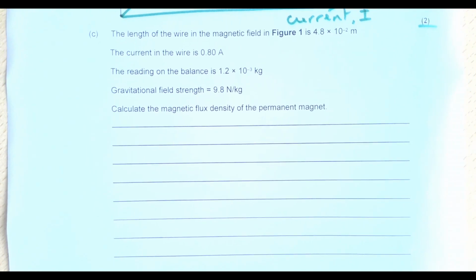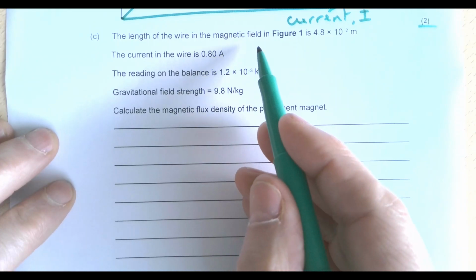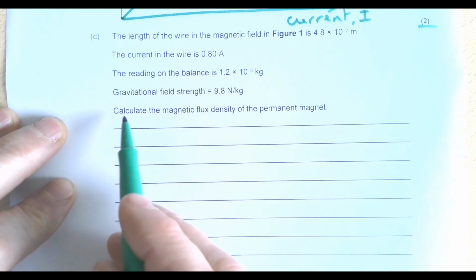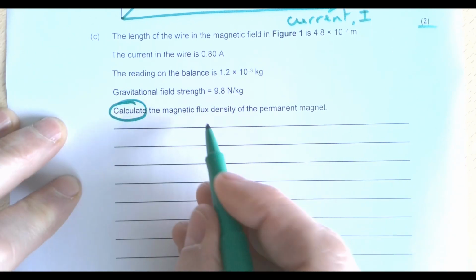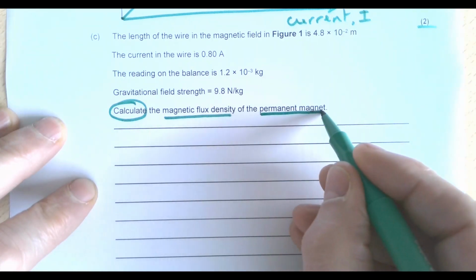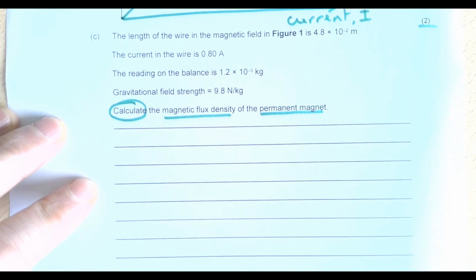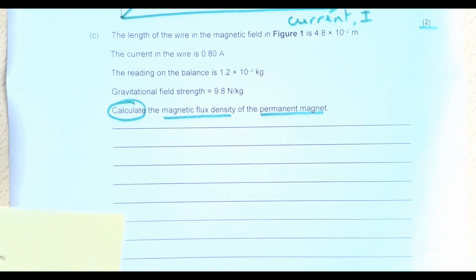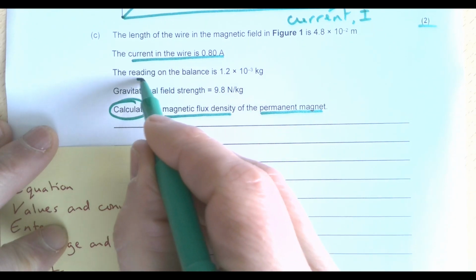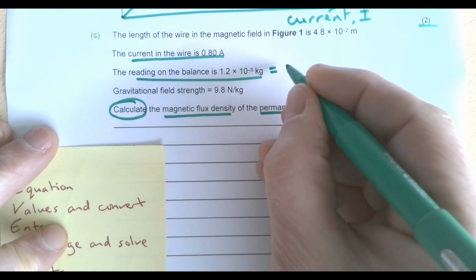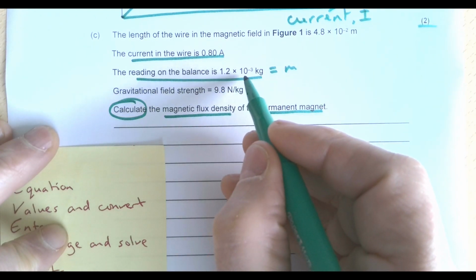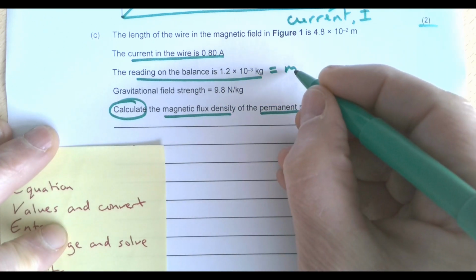C. The length of the wire in the magnetic field is that. The current in the wire is that. The reading on balance is that. Gravitational field strength is this. Calculate the magnetic flux density of the permanent magnet. Okay, of the permanent magnet. It's worth 5 marks. Okay, so we've got lots of information. So current is that, we've got reading on the balance is that equals M. So it's a mass, be careful there, so we need to convert that into newtons.